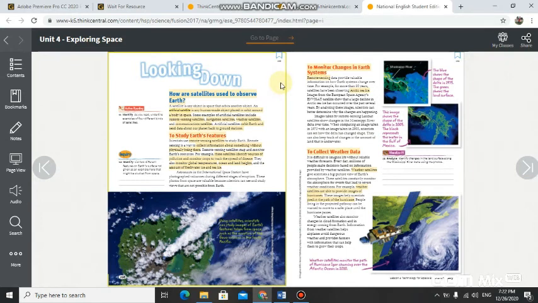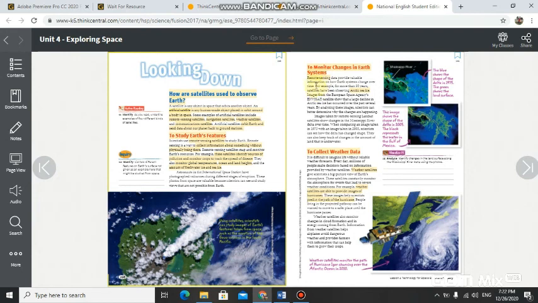As for satellites, satellites are human-made objects placed in orbit around a body in space in order to study, for example, the Earth's features, or to communicate, and other purposes. For example, there are types. We have a type of satellite called remote sensing satellites. Remote sensing satellites we use to study Earth's features and to monitor changes in the Earth system.